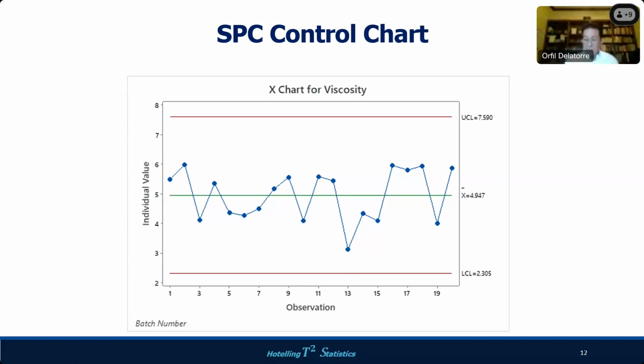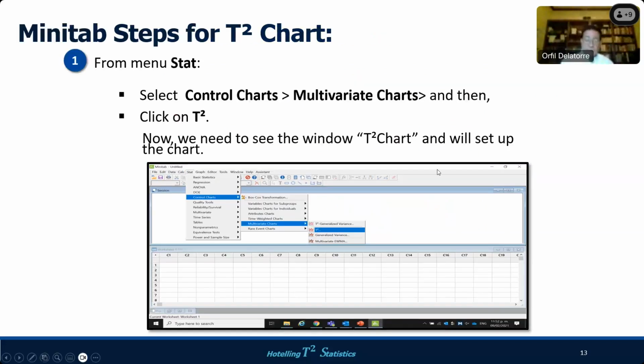But the thing is that SPC, as we said, is not considering the level of dependence. So let's use T-square. If you go to Minitab, you're going to find T-square in this location. Go to Stat, then Control Charts, then Multivariate Charts, and then you're going to find the T-square right here. That's the one you're going to use. Okay? Simple as that. It's absolutely simple.